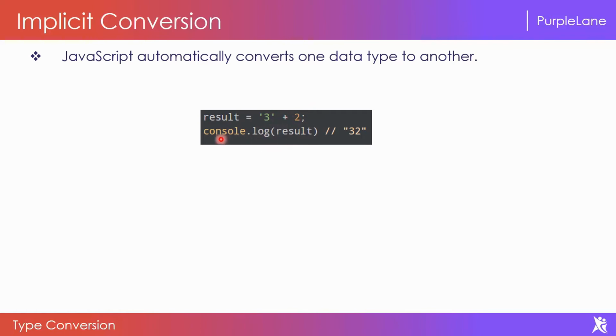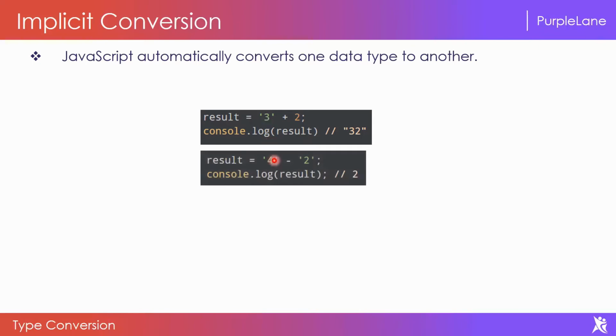Now in this case, you see the result, right? '3' plus 2. What has happened here? It is concatenated. It means that the number was converted into a string, and then a string concatenation happened. That's why instead of 3 plus 2 being 5, it is showing 32, because implicit conversion was done automatically by JavaScript, which is not in our control.